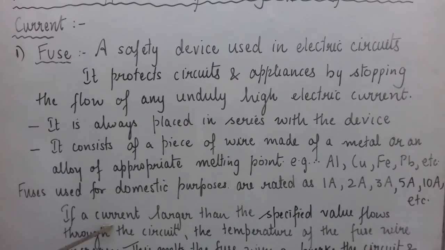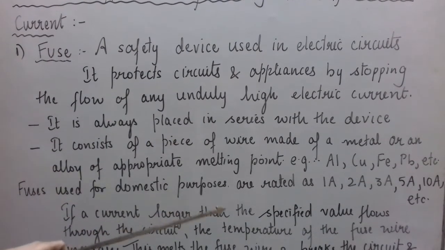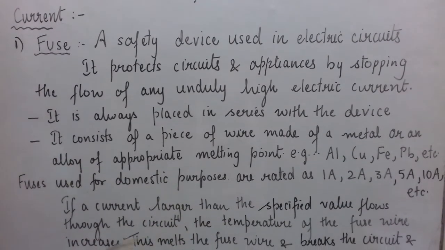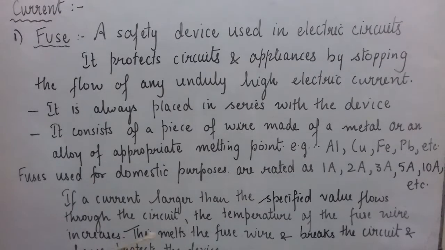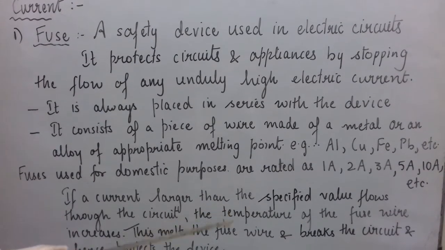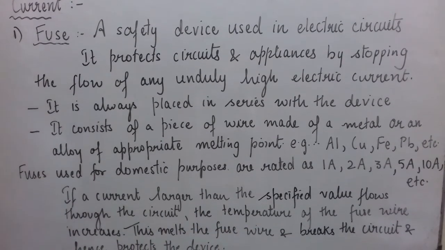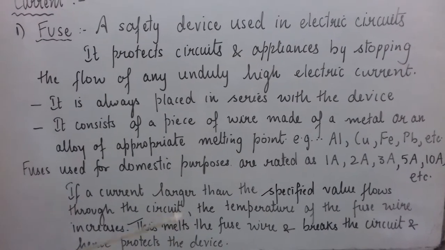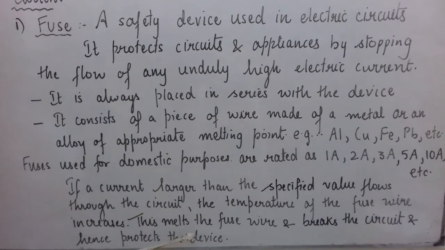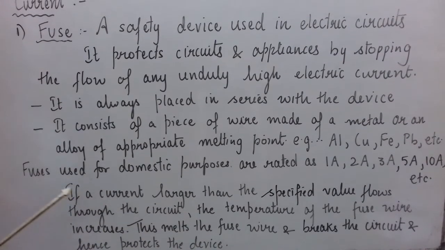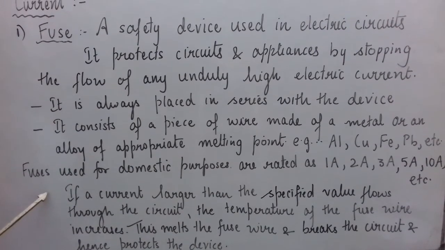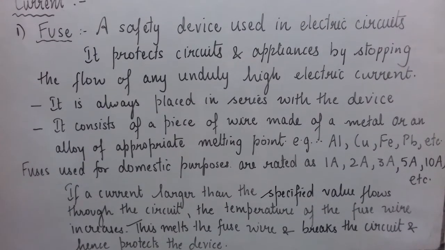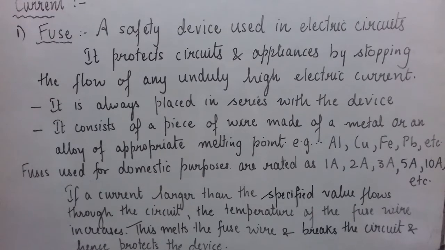So if a current larger than the specified value flows through the circuit, the temperature of the fuse wire increases, which will melt the fuse wire and thus break the circuit and hence protect the device. So expensive devices can be protected or saved by using a fuse in their circuits. I hope this is clear to you. Now I'll show you a fuse which is used in your homes.